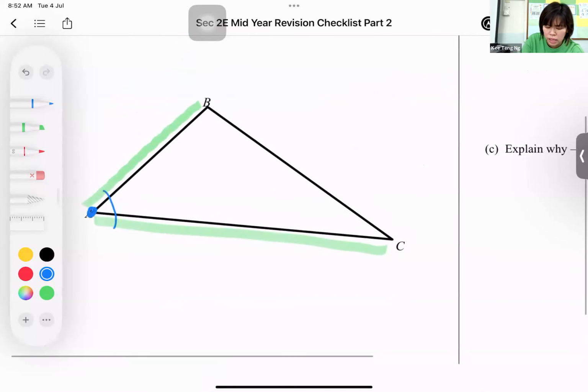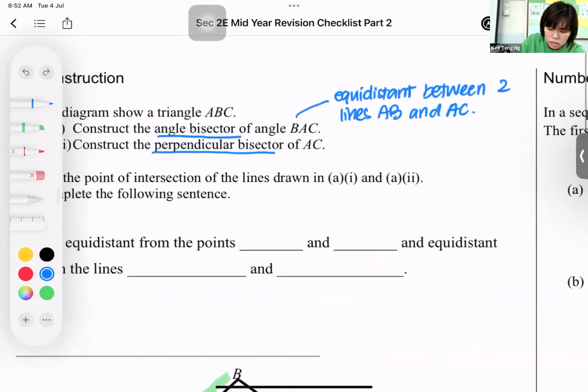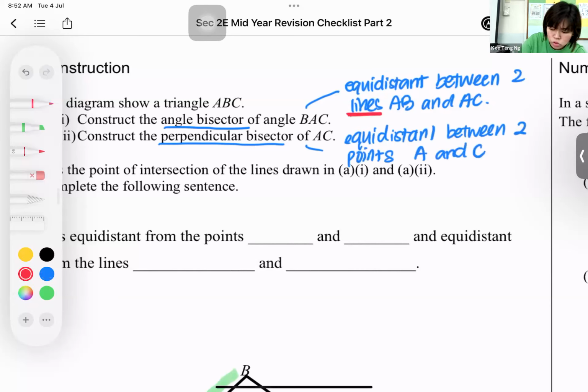Next, construct the perpendicular bisector of AC. Perpendicular bisector of A and C. The line should be somewhere in the middle, right? But I'll do the construction a bit later in class. Now this one is perpendicular bisector of A and C. That means this is equidistant between 2 points. Okay, what are the 2 points? A and C. Take note, one is between 2 lines, the other one is between 2 points.